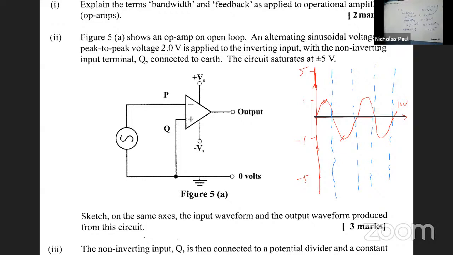So the red is more than the black. It will saturate low, very good. It will saturate low because the inverting is more than the non-inverting. And if the black is higher than the red, it will saturate high. Then low, then high. Guys, catch that quick.